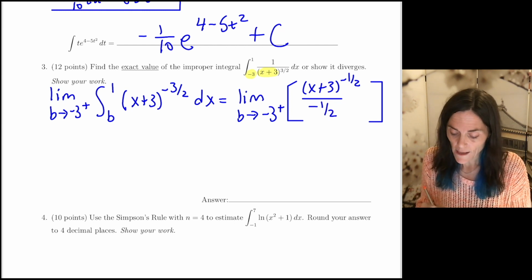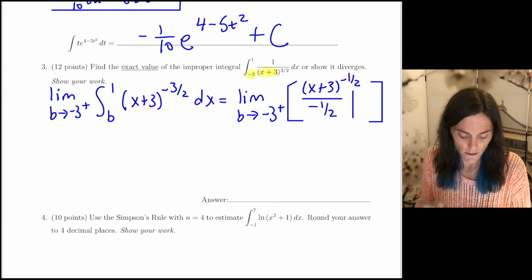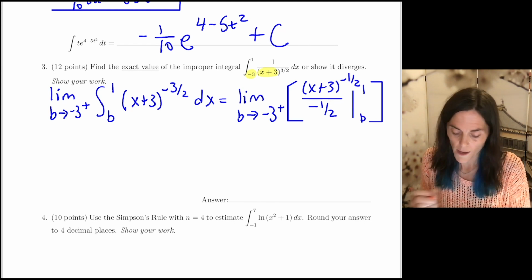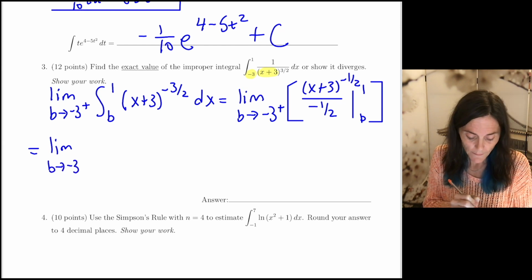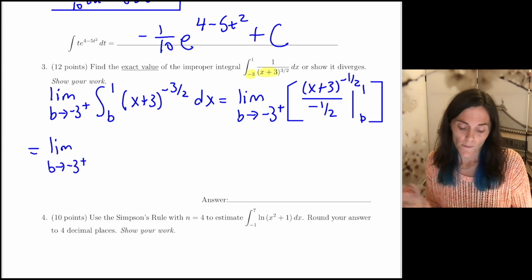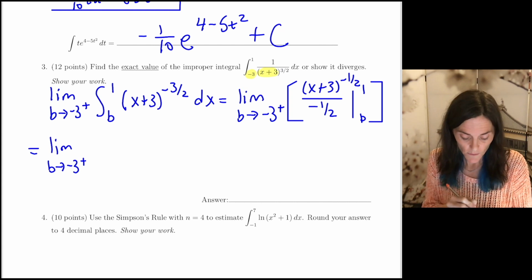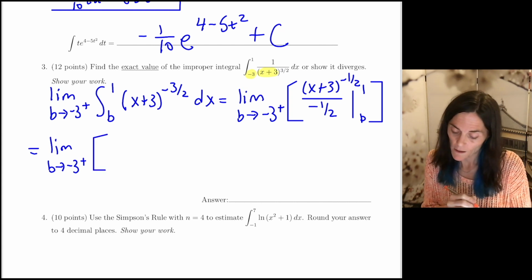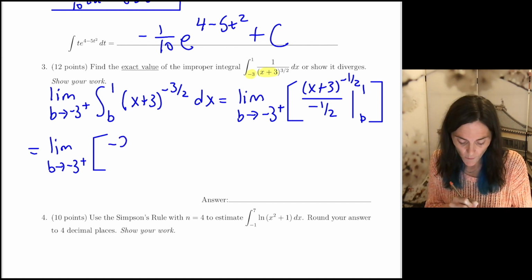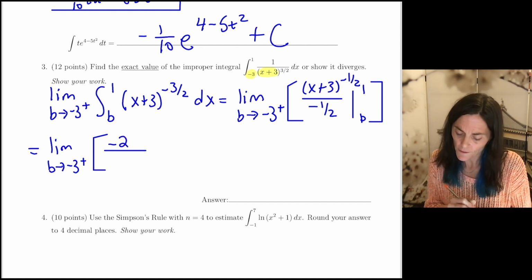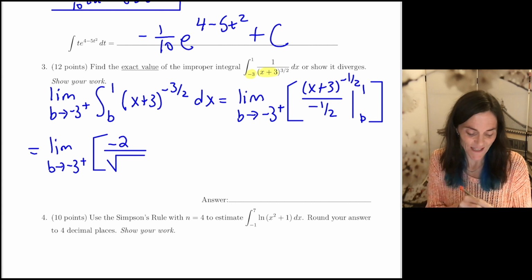And then we will evaluate this between b and 1. We have a limit as b goes to -3 from the right. And now this part is evaluating my antiderivative. Well, I have a -2 in the numerator, and then in the denominator, you notice I have a square root. So I'll go ahead and do it like this.